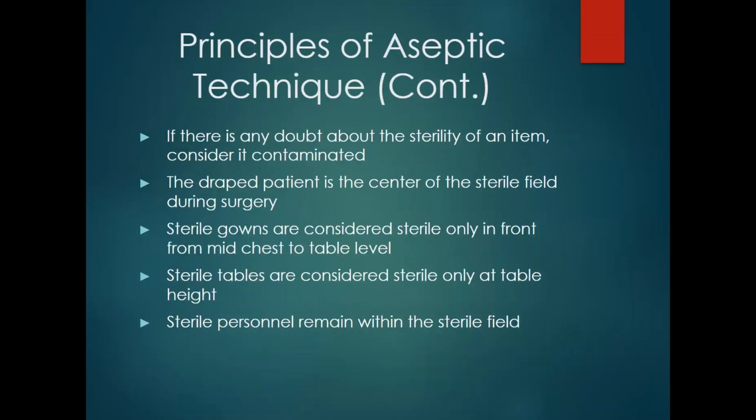If there's any doubt about the sterility of an item, you want to consider it contaminated. We use the phrase, when in doubt, throw it out. Even if perhaps it may not be contaminated, but you're not quite sure, if your arm accidentally nudged or touched the IV pole, consider it contaminated, regown and reglove.